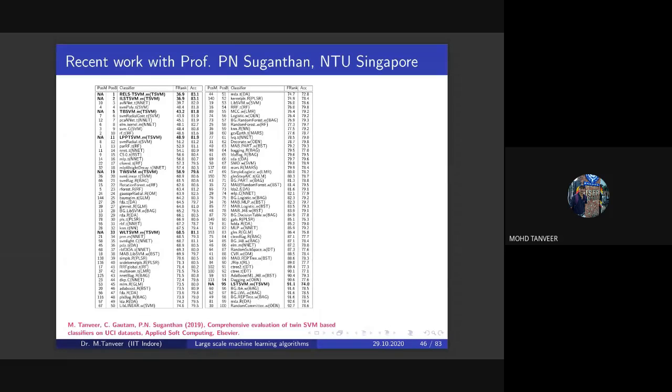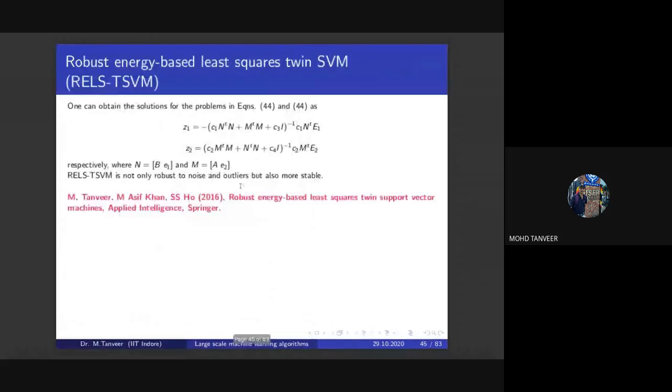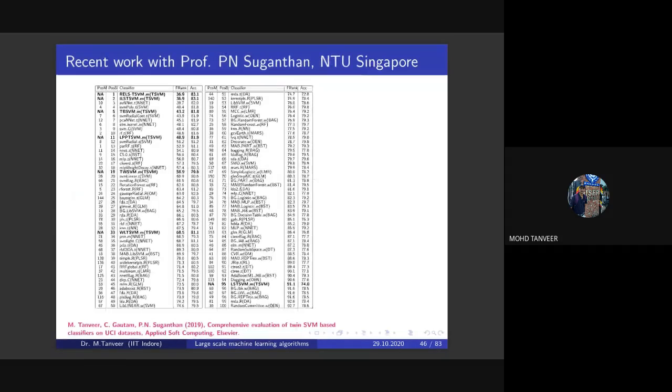So you can see that the rank 1 classifier is called RELS-TSVM. It is a rank 1 classifier in the literature. RELS-TSVM was proposed in 2016 by us, and we did a comprehensive evaluation of these models, published in 2019 in Applied Soft Computing. So it concludes that RELS-TSVM is a rank 1 classifier.